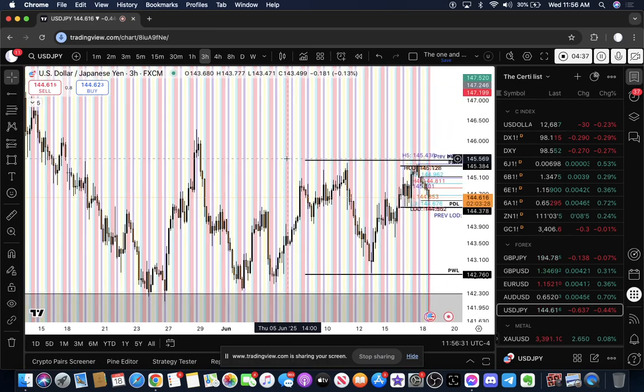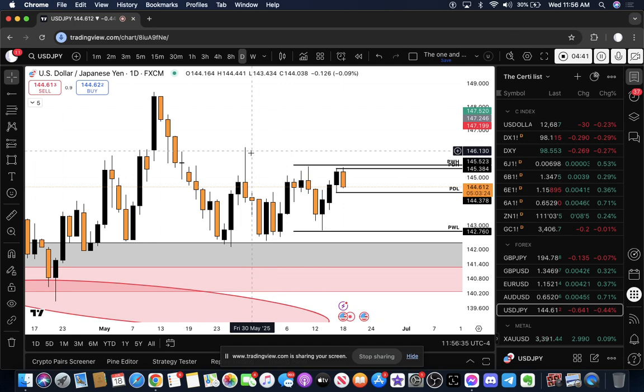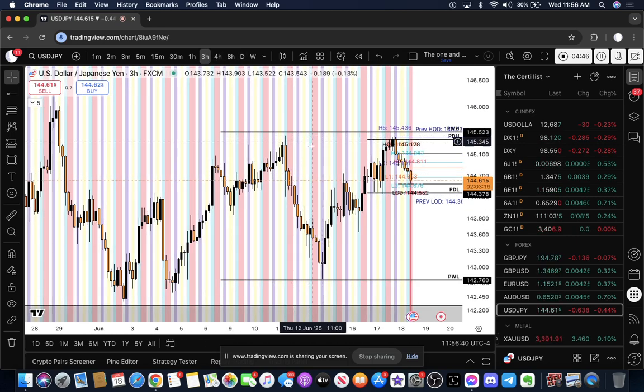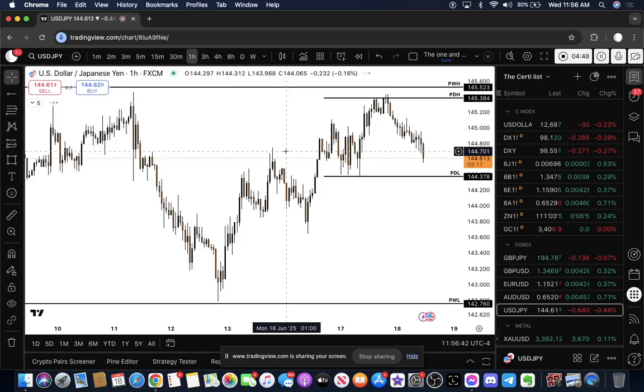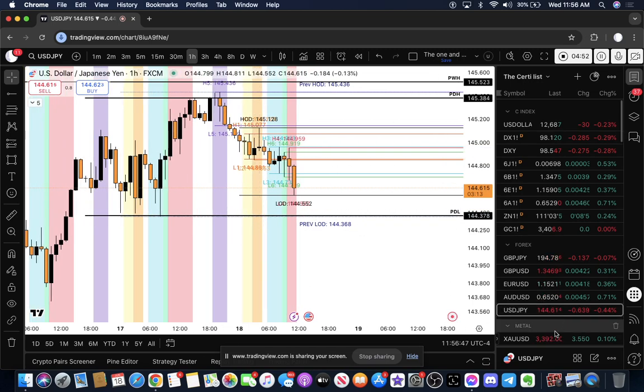We got our H3. Price is looking like it's rejecting from a daily area of supply. See if I can tighten that area up. Yeah, overall price does look like it's rejecting from a daily area of supply.